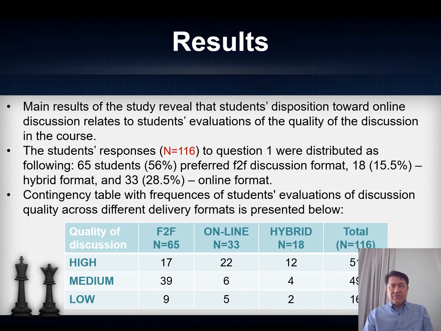Main results of the study reveal that students' disposition toward online discussion relates to students' evaluation of the quality of the discussion in the course. The student responses, 116, to question 1 were distributed as follows. 65 students out of 116 involved in the study preferred face-to-face discussion format, 18, which is 15.5%, hybrid format, and surprisingly 33, which is 28.5%, online format. A contingency table with frequencies of students' evaluations of discussion quality across different delivery formats is presented below.